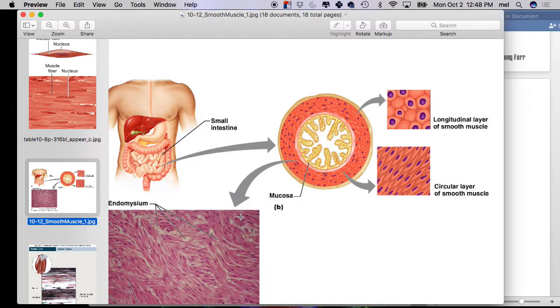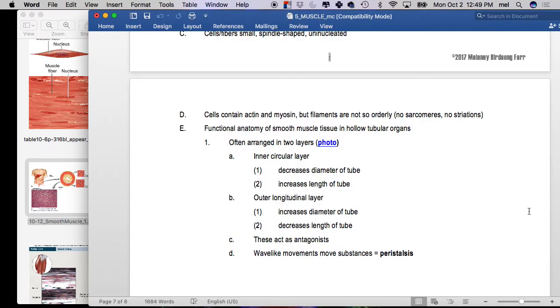If you are moving solids, like in the stomach, a lot of times you'll have another layer, three layers instead of two. Does that make sense? You just need a little more musculature to move things that are bigger. That's how smooth muscle contraction works. It still starts with actin and myosin though.